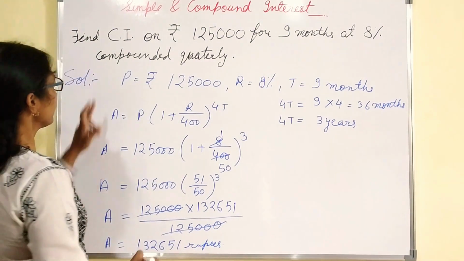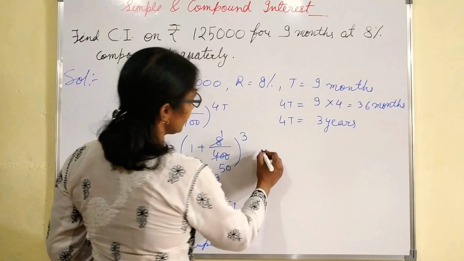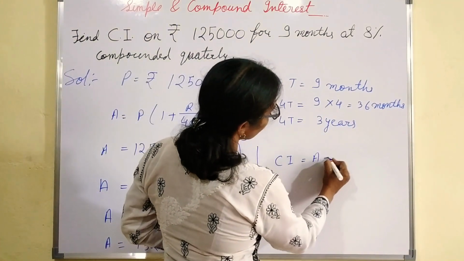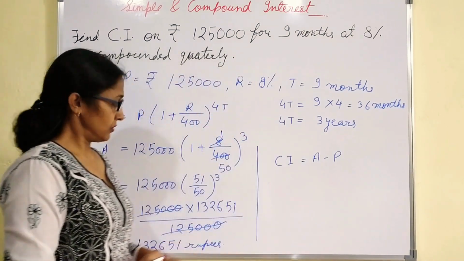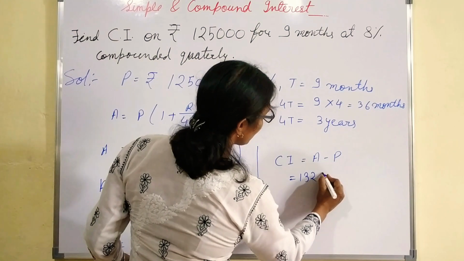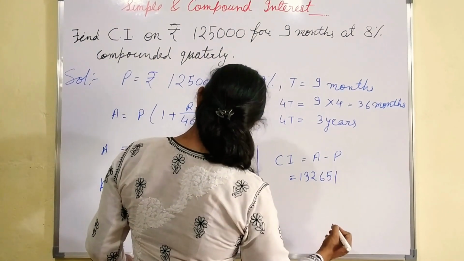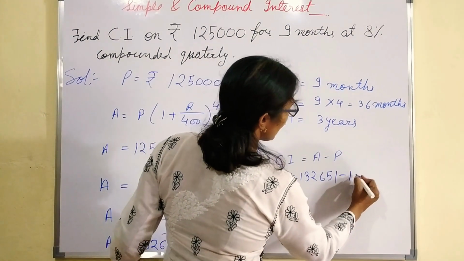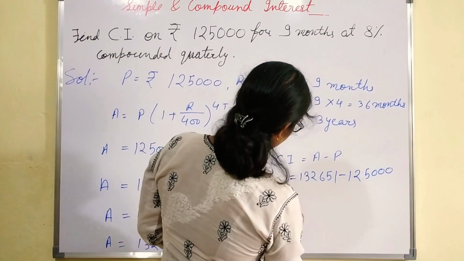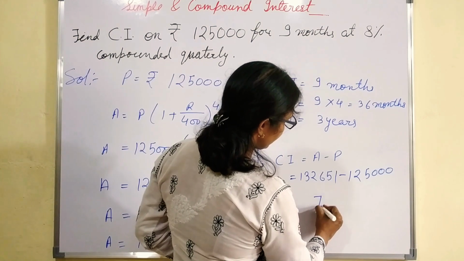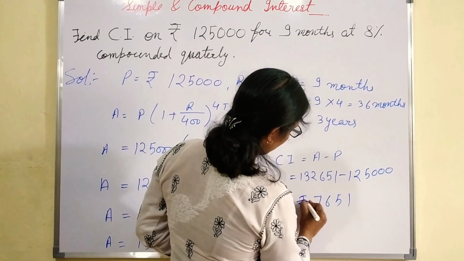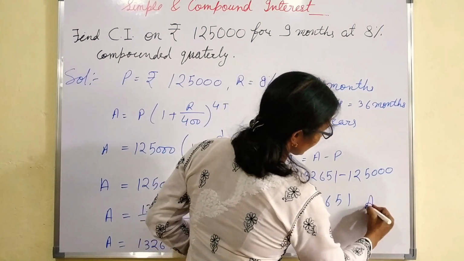But you have to find out CI. So CI equals amount minus principal, that is 1,32,651 minus 1,25,000. So CI is 7,651 rupees. It is your answer.